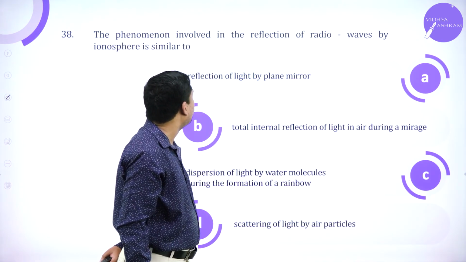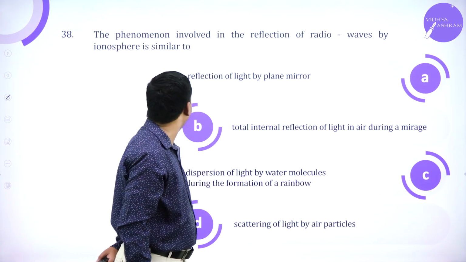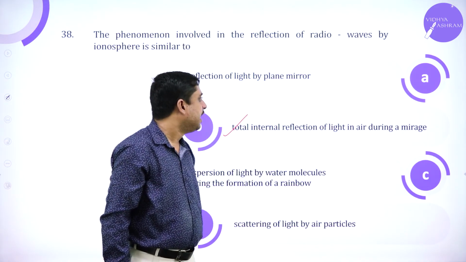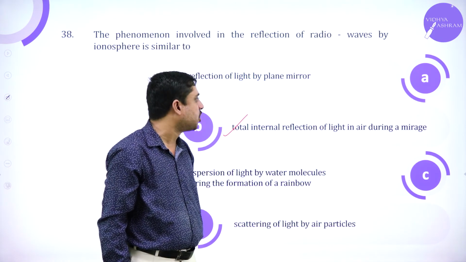The phenomenon involved in the reflection of radio waves by the ionosphere. Again, total internal reflection of light.